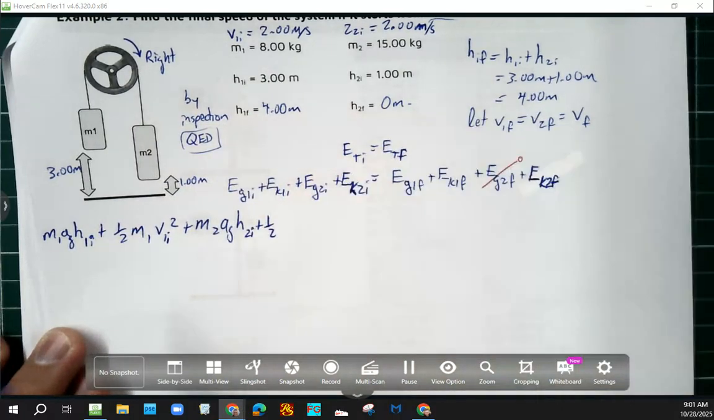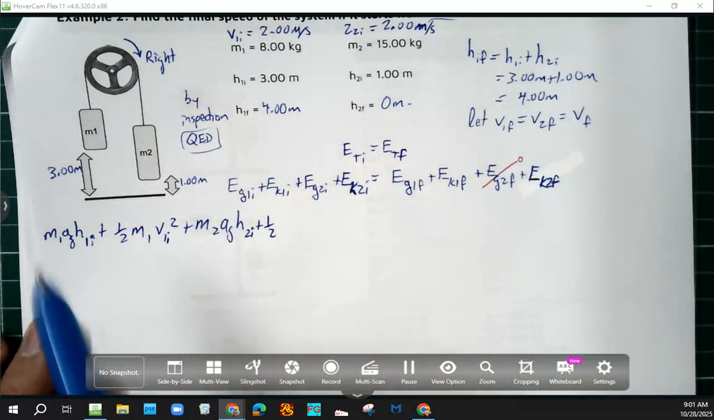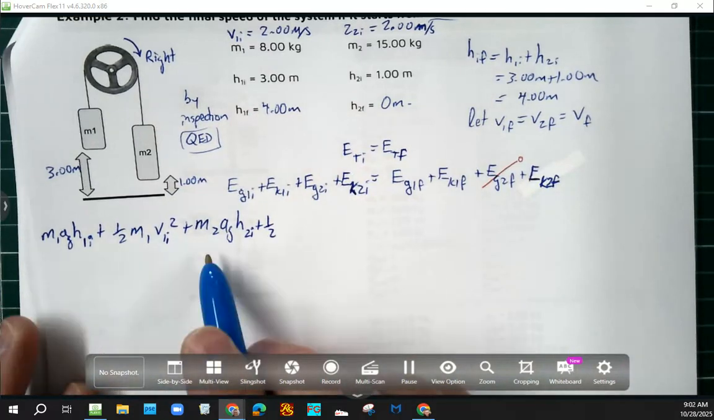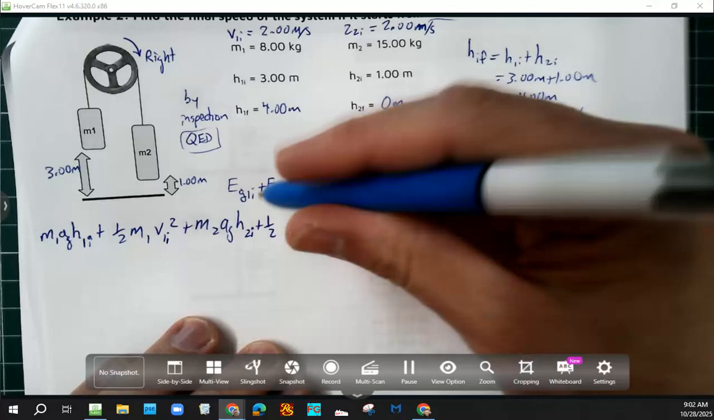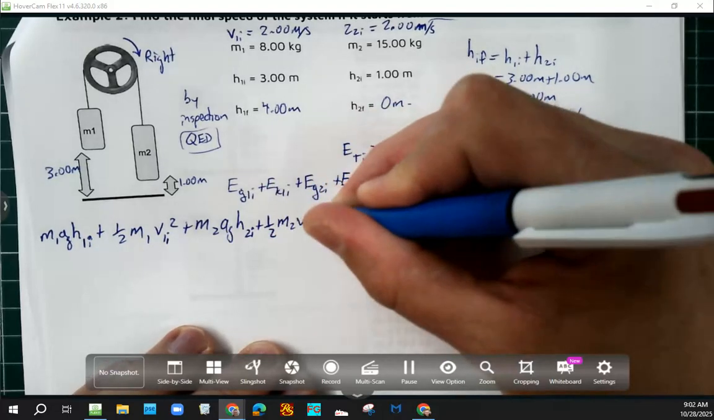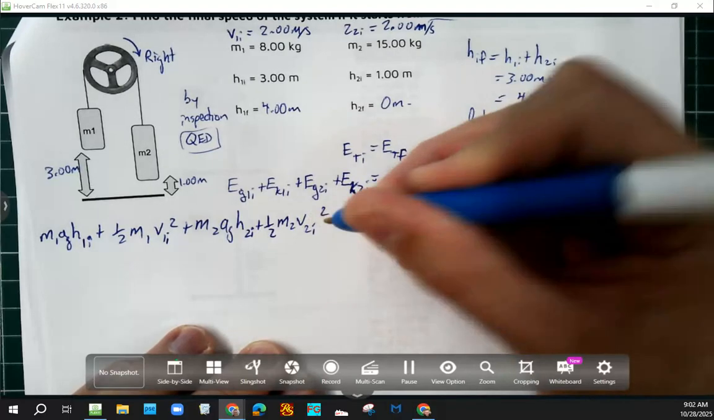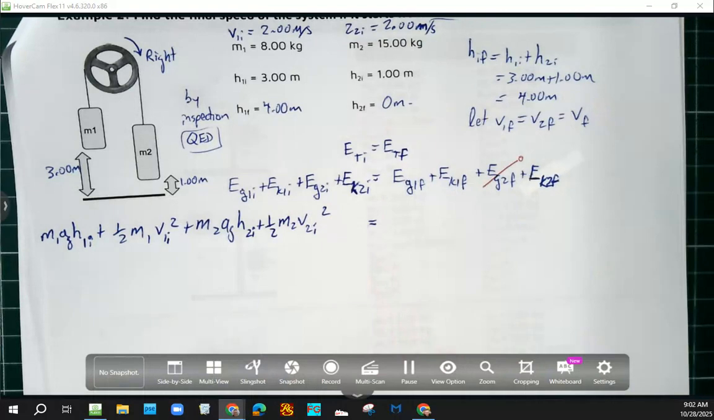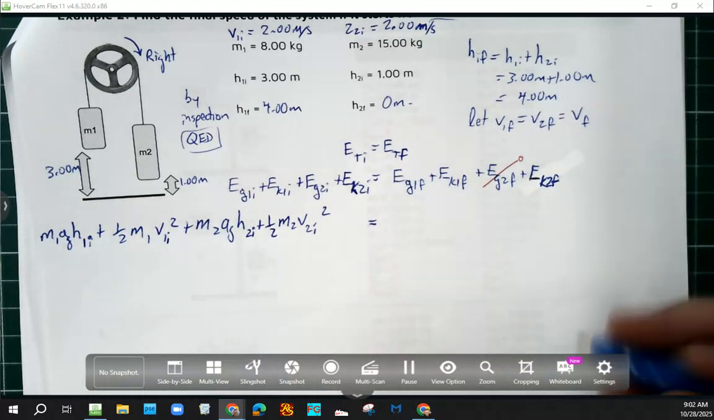So, maybe I should say it. Mass 1 AG H1 initial plus 1/2 M1 V1 initial squared plus mass 2 AG H2 initial plus 1/2 mass 2 V2 initial squared. And I was so committed to squeezing that in there, I probably could have given myself a little bit more breathing room. Let's see if I can do any better on the right-hand side.